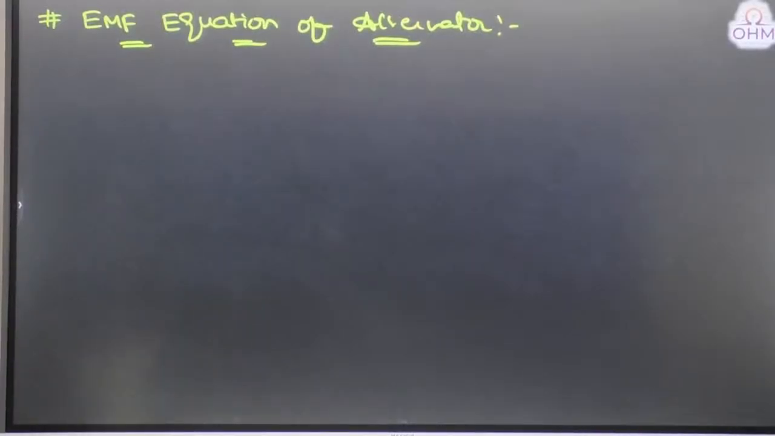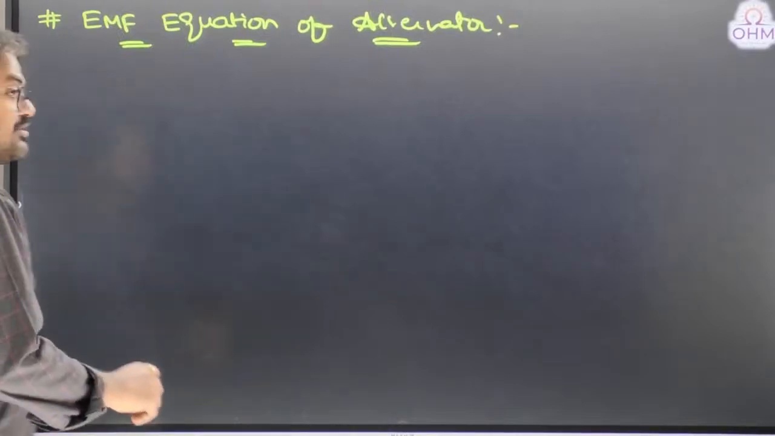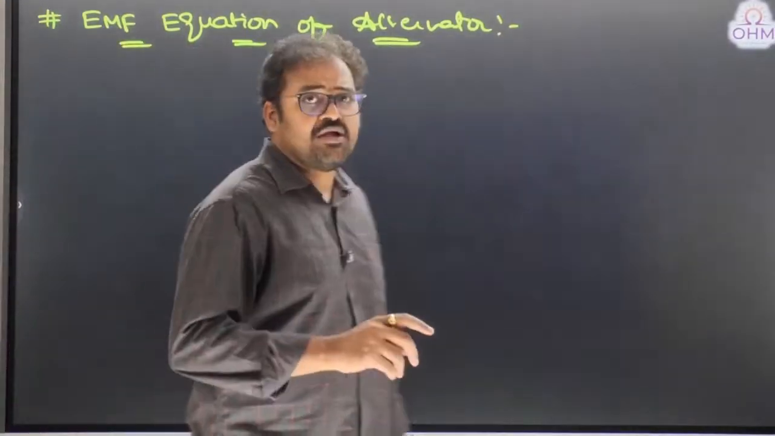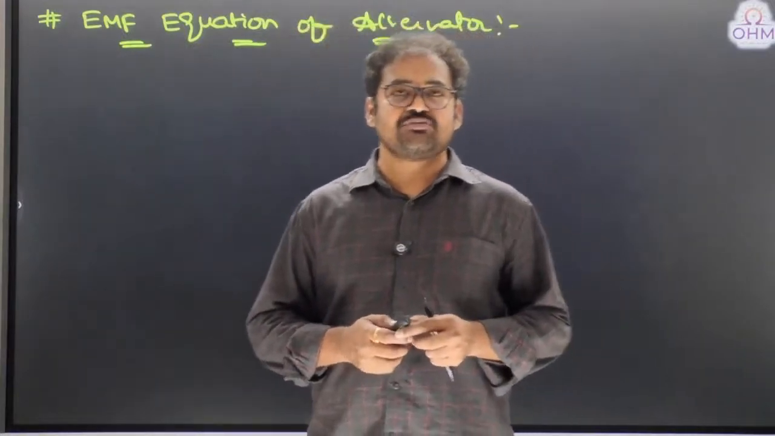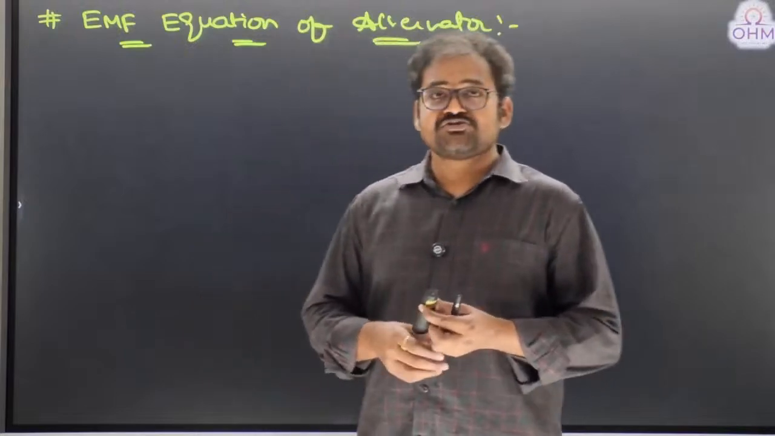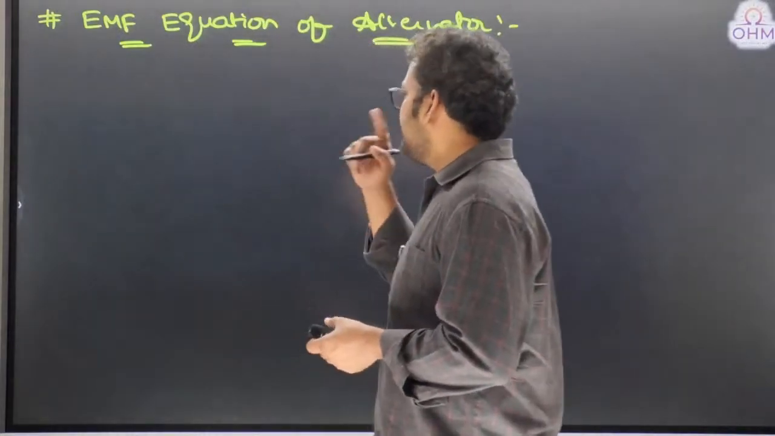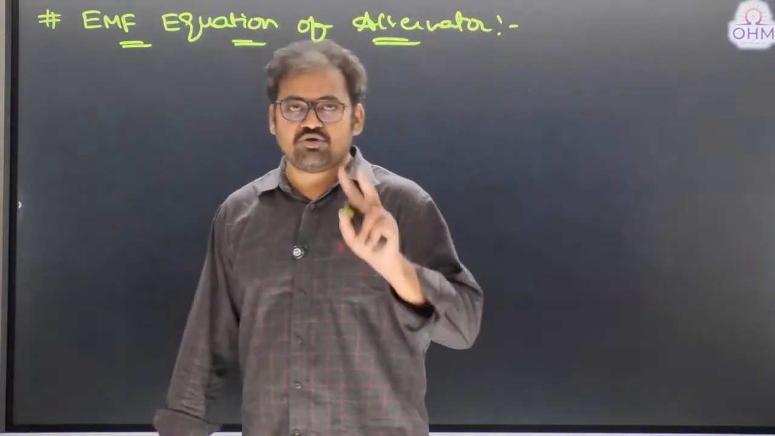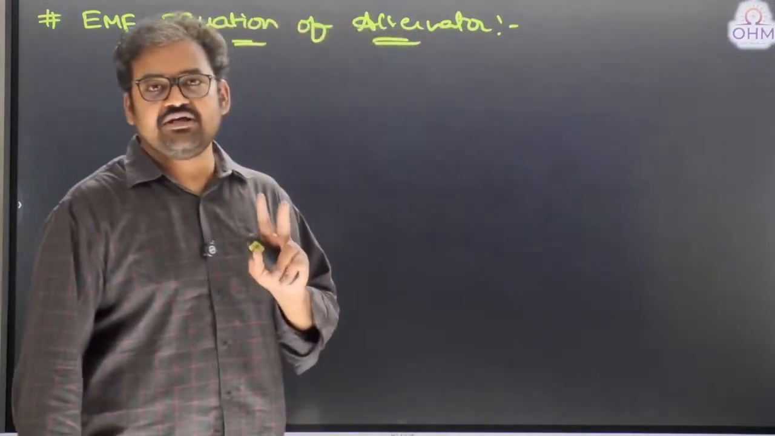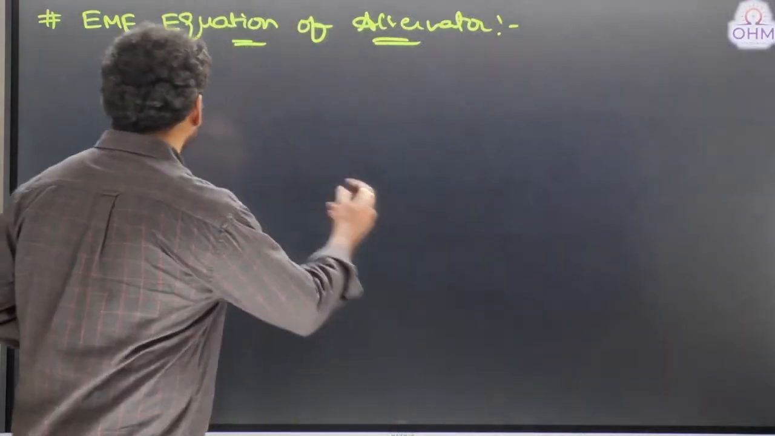Now let us talk about the EMF equation of alternator. We have seen the terminology of armature winding so far, and we have observed what is meant by pitch factor, distribution factor, etc. So now let us see the EMF equation of alternator. As I told you, the alternator will have two windings. One is field winding, another one is armature winding.